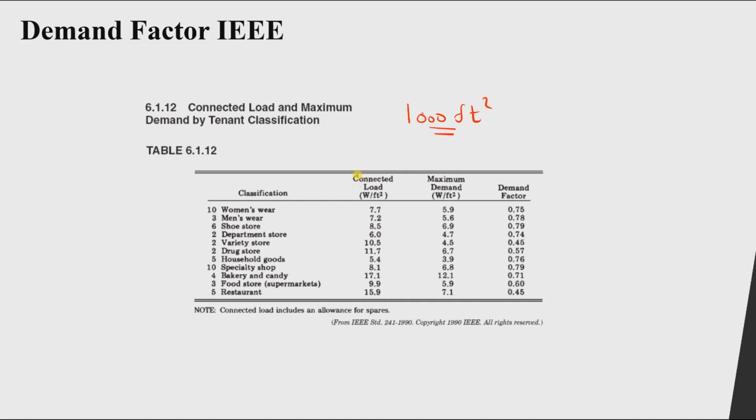You can see connected load, watt per feet square. So I'm going to go to restaurant, and it is 15.9. So its connected load will be 15.9 watt per feet square. I will take this value and multiply it by the space of the restaurant, which is 1000 feet square. It will give us 15.9 kilowatt. That is the connected load of our restaurant.